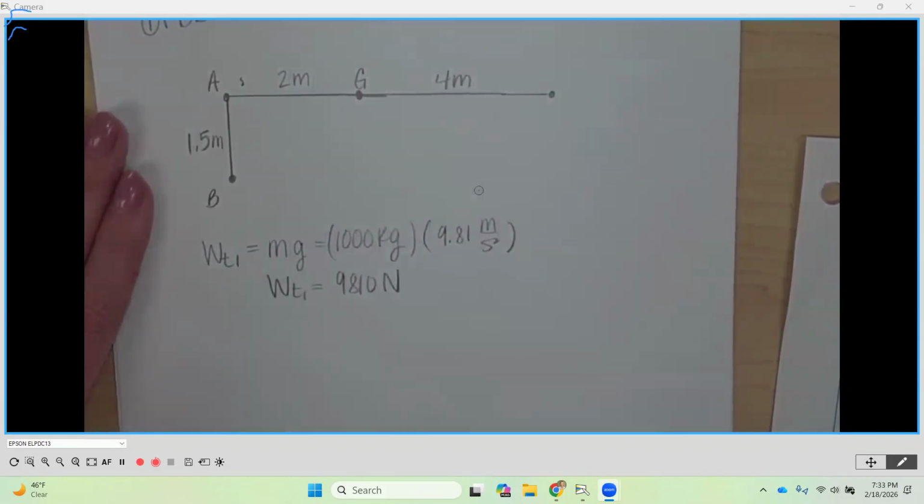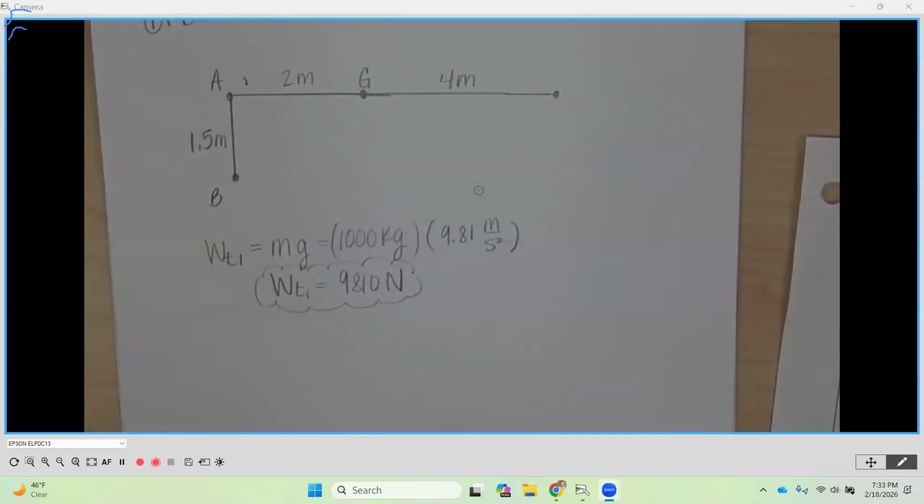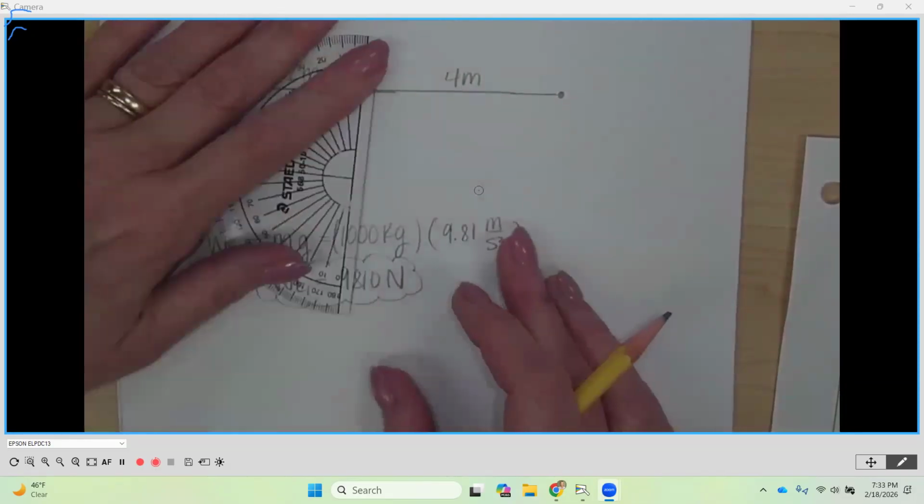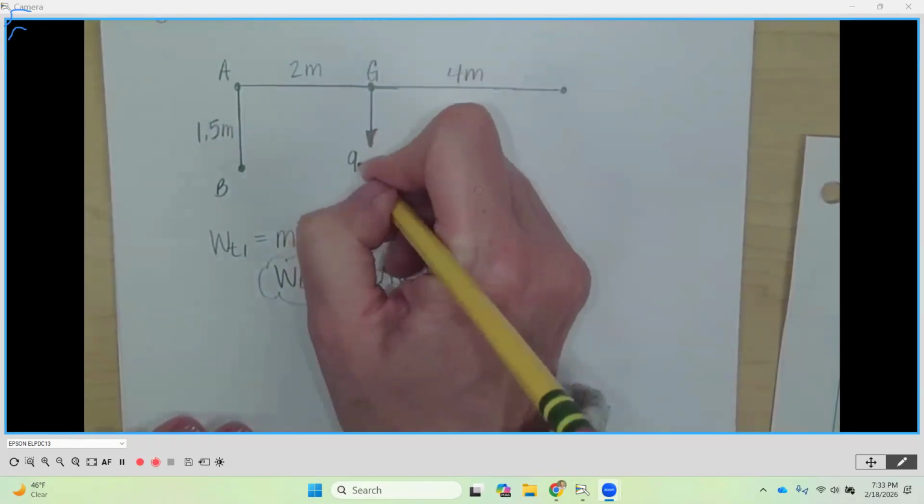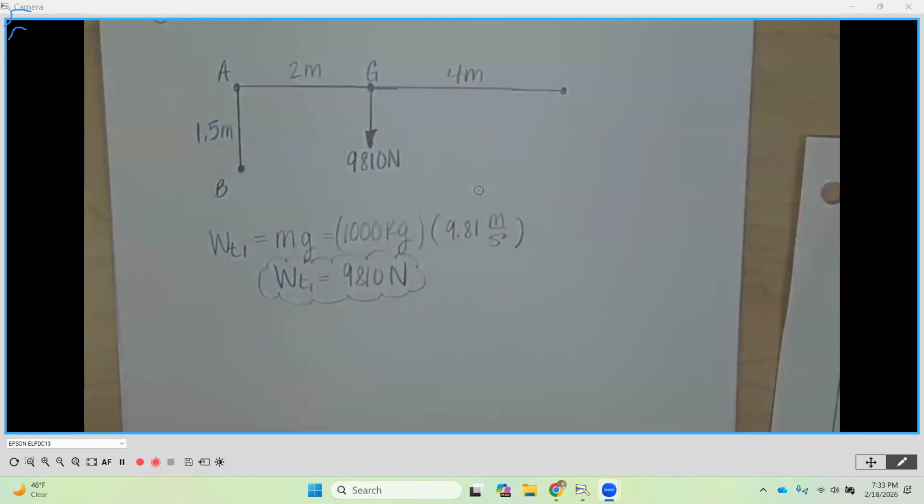9,810 newtons. In your physics class, if you've taken it yet, you may have run across that. If you haven't, that's okay, I'm giving it to you. Whenever we see something in kilograms, we know that's mass. We just have to multiply that by gravity to get what it is in newtons. That is the force we show going down at G. We know this to be 9,810 newtons. Do not put 1,000 kilograms, because we are calculating forces, not masses.